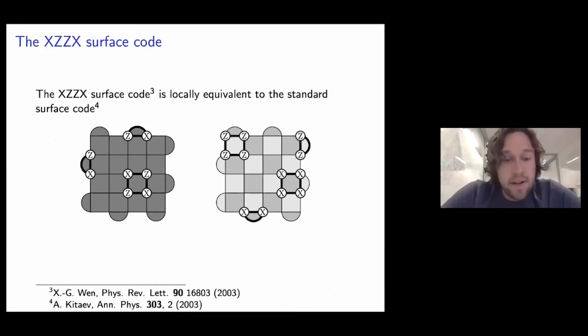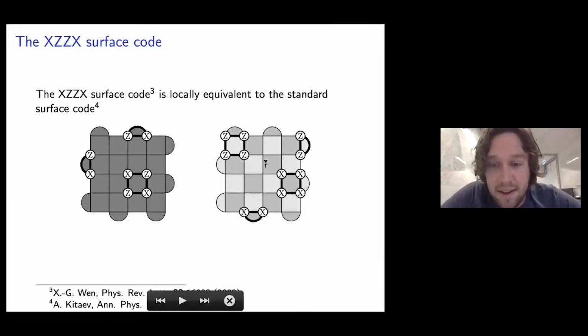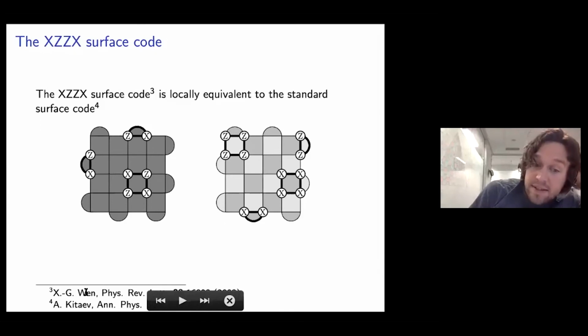So what's the XZZX code? It's a lot like the surface code. The surface code is a quantum error correcting code on a lattice. You can write it down with qubits on the vertices. You can put the qubits in other places as well, but let's just stick with this one. It has two types of stabilizers. It has Pauli X stabilizers that live on the corners of the black squares, and it has Pauli Z stabilizers that live on the corners of the white squares of this checkerboard lattice. And it has some boundary terms as well, but that just follows. And that was introduced by Kitaev around 2017.